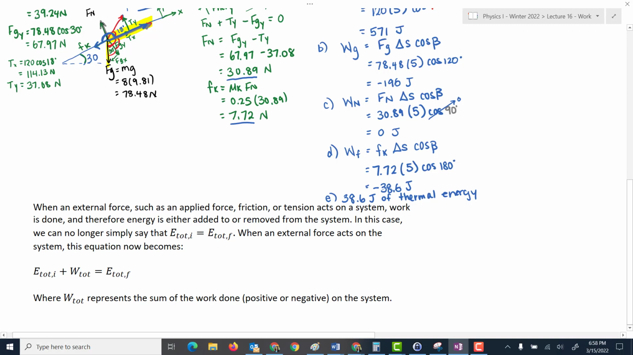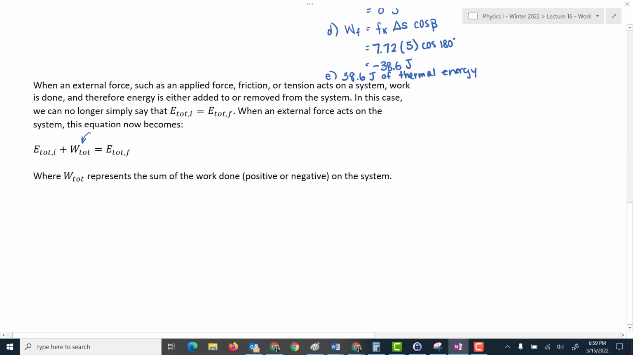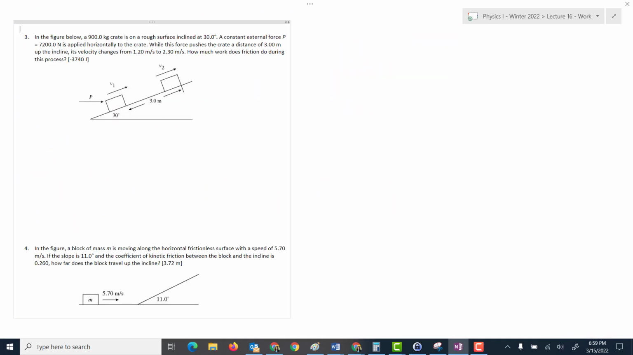In this case, we can no longer say that the total energy initial equals the total energy final. We must also include this one term here. The total energy we have initially, plus the extra energy that's added to the system, which is called the work, is equal to the total energy final at the end. Sometimes that work will be negative, and that's okay. We always just keep it on the left side of the equation, so we add it to the total energy initial to find out the total energy final. So it could be a positive or a negative value. Let's see how that works.